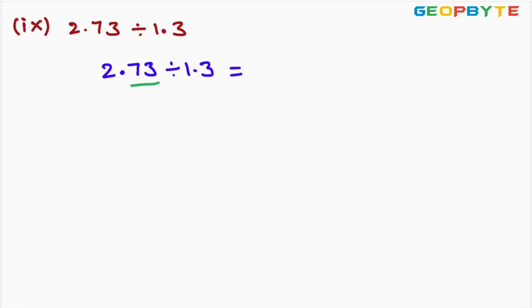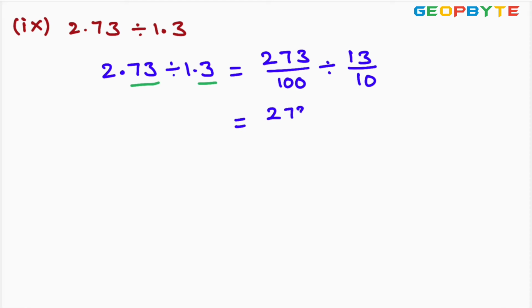So in order to remove the decimal point from 2.73, we need to divide by 100. Then we'll be getting 273 by 100 divided by, in the second number after the decimal point we have only one digit. So in order to eliminate the decimal point, we need to divide by 10, that is 13 by 10, which is equal to, write down the first number as it is, 273 by 100 into the reciprocal of the second number, that is 10 by 13.